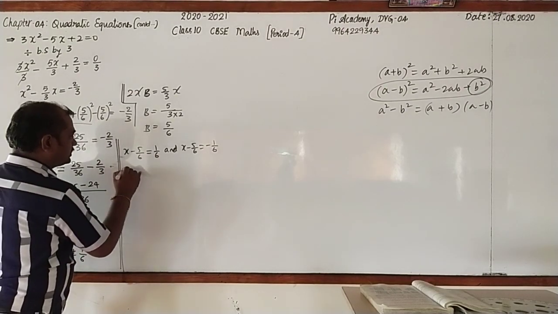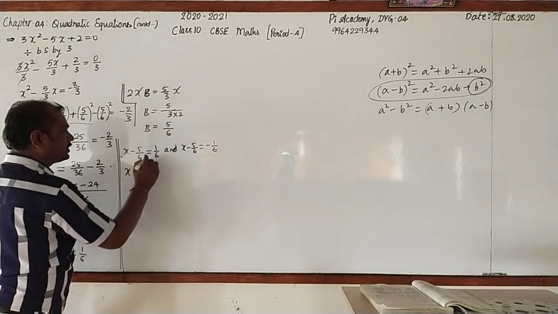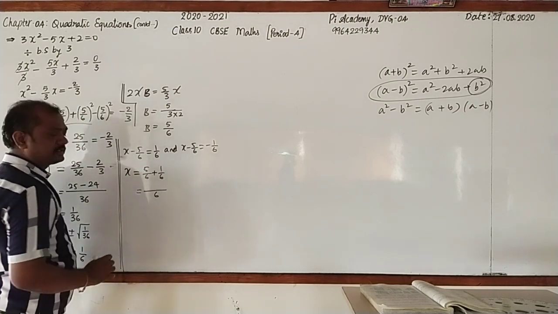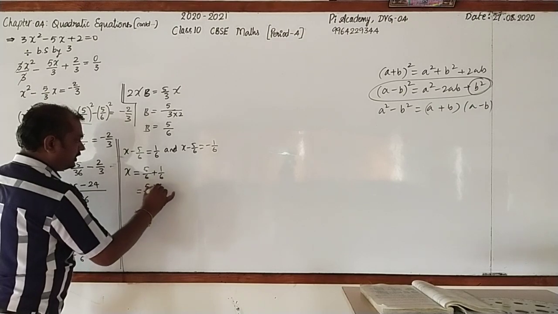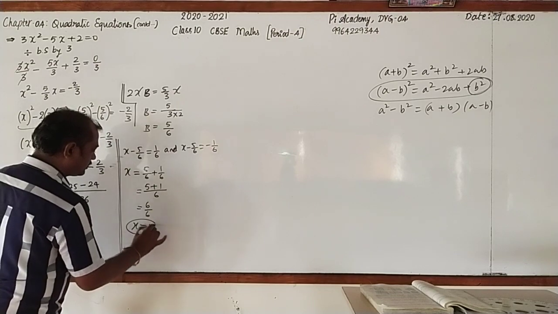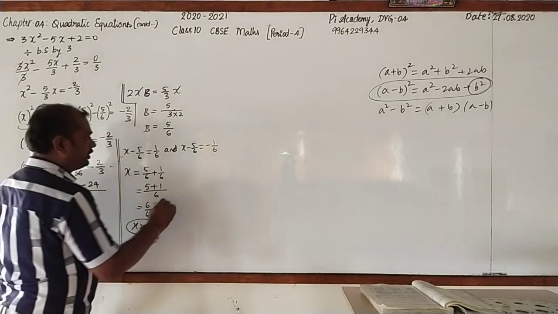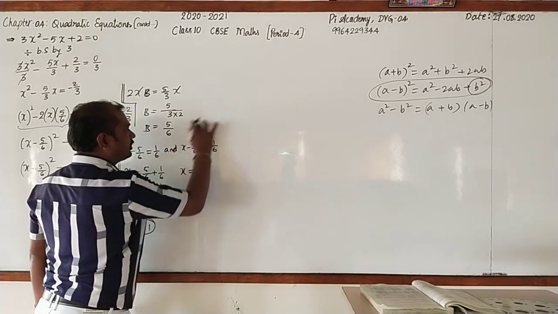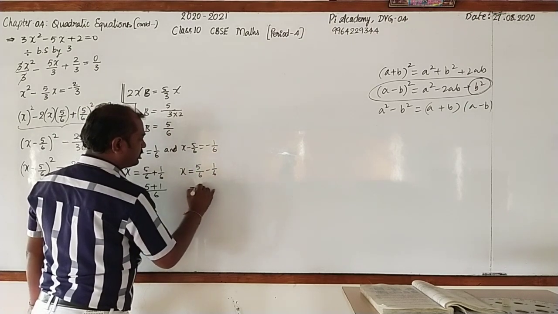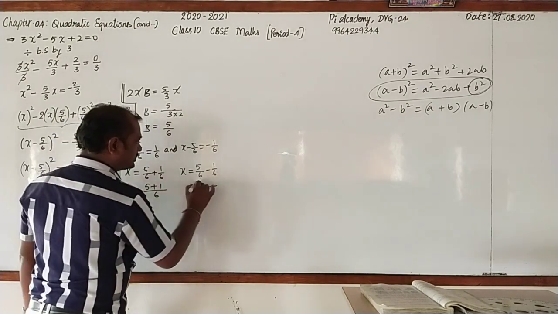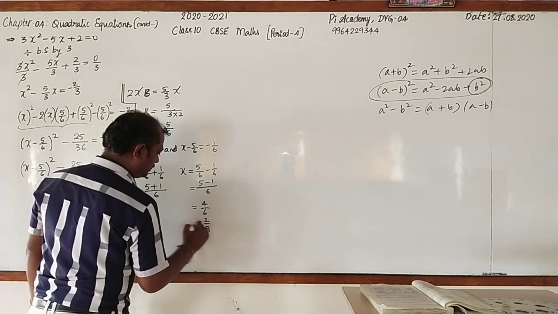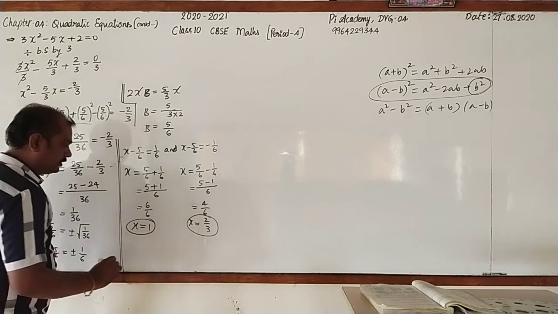Next, x is equal to, transporting this to the right hand side, 5 by 6 plus 1 by 6. LCM is 6. Remaining term 5 plus 1, 5 plus 1 is 6, 6 by 6 is 1. x equal to 1. Next, x is equal to, transferring this to the right hand side, 5 by 6 then minus 1 by 6. LCM is 6. 5 minus 1 is 4 by 6, that is 2 by 3. x equal to 2 by 3.